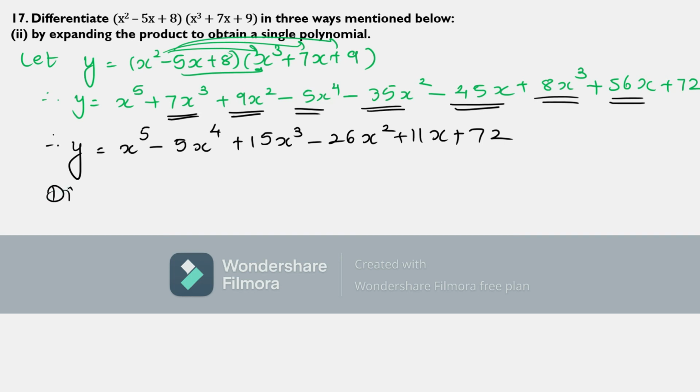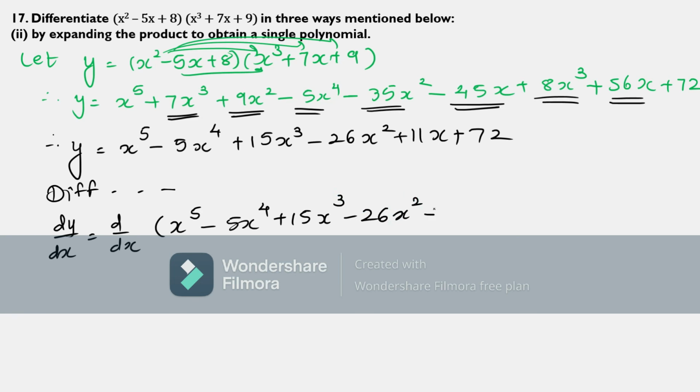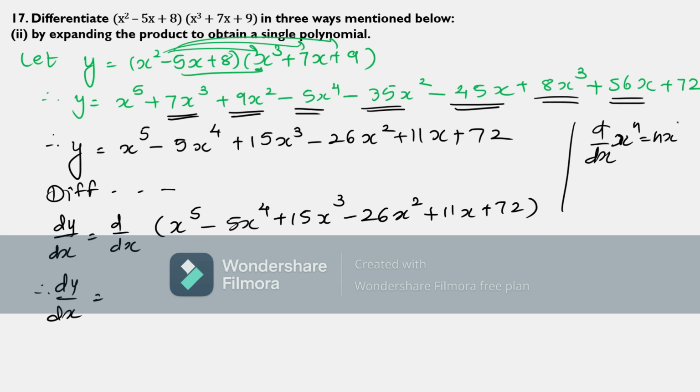Now we'll differentiate with respect to x. Differentiating both sides with respect to x, dy by dx is equal to d by dx of x to the power 5 minus 5x to the power 4 plus 15x cube minus 26x square plus 11x plus 72. So dy by dx is equal to, we know which identity we are using: d by dx of x to the power n is equal to n into x to the power n minus 1.